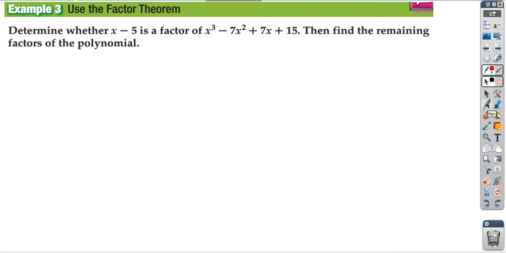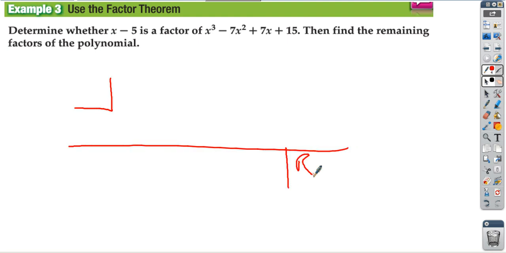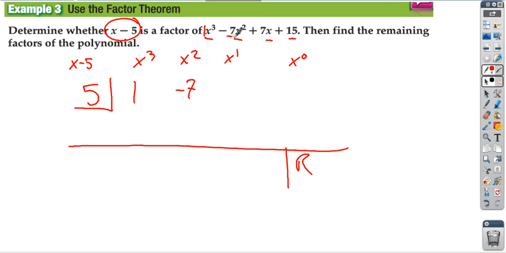So this says determine whether x minus 5 is a factor. Well, how will we know if it is? We'll know if when we do synthetic division, we wind up with remainder 0 right here. We want to get a remainder of 0, so let's see if that happens. First of all, x minus 5, if I'm synthetically dividing, I need to put a 5 there, because 5 is what makes x minus 5 zero. Then let's make sure we don't skip any powers. We go x cubed, x squared, x to the first, x to the 0. So all the powers are there. These numbers are the coefficients: 1, negative 7, positive 7, and 15.